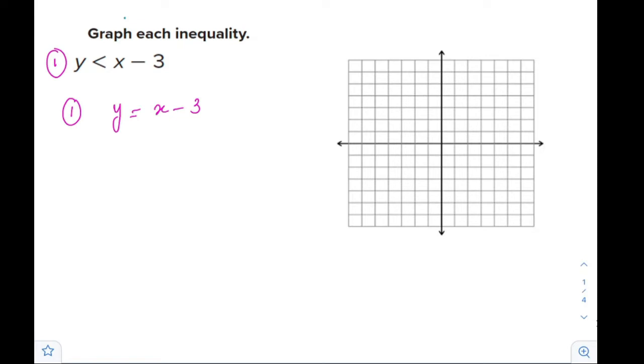To graph a line, we have to have minimum 2 points.